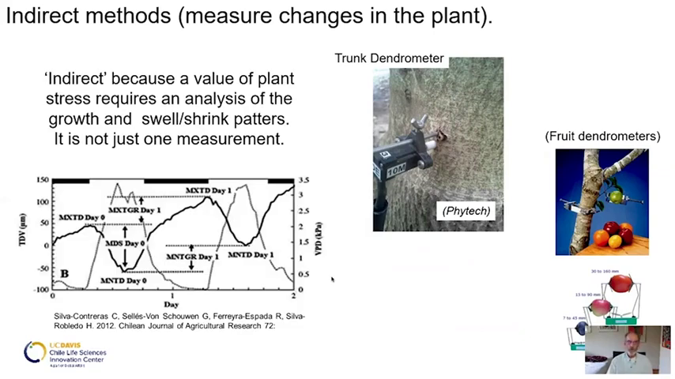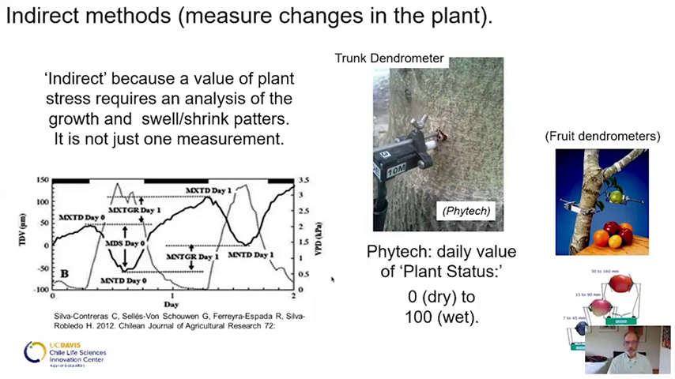Now, these patterns are quite interesting, but I call this measure of stress indirect because the patterns have to be analyzed to figure out what the stress level is for the given level of growth and the shrinking and swelling that goes on over the course of the day. So it's not just one measurement of stress, it's a derived measurement of stress. That's why I'm calling it an indirect measure of stress. For instance, the Phytech devices that I'll be talking about have a stress value that goes from 0, which is very stressed and the plant is not active, to 100%, let's say, where the plant is fully active. They call it a plant status.